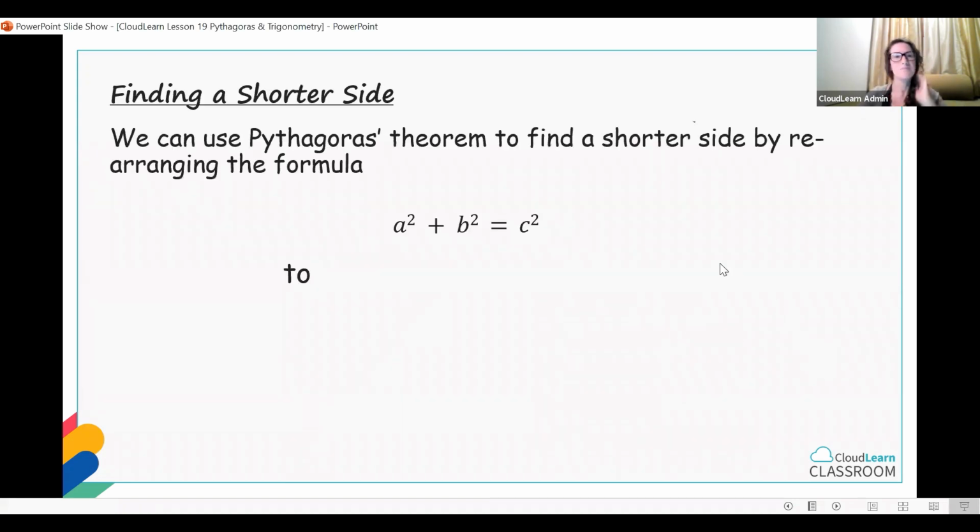Okay, so the thing that we didn't get onto last week was looking at finding a shorter side using Pythagoras' theorem. So the formula a squared plus b squared equals c squared can simply be rearranged to make a squared or b squared the subject. By just subtracting either a squared or b squared, again, it doesn't matter, I'm going to subtract b squared and make a squared the subject. I could then use that formula to find the length of a shorter side.